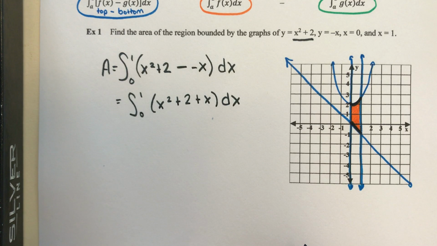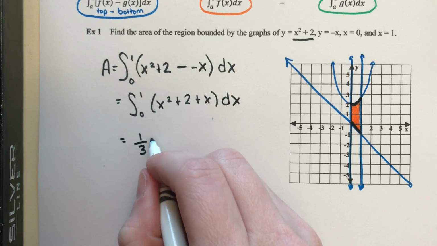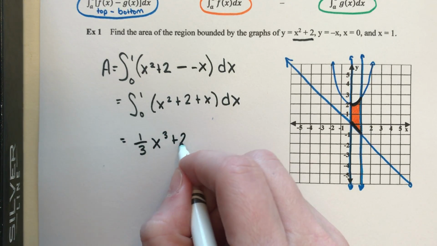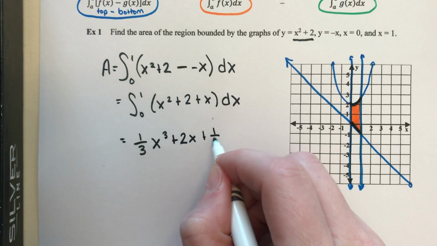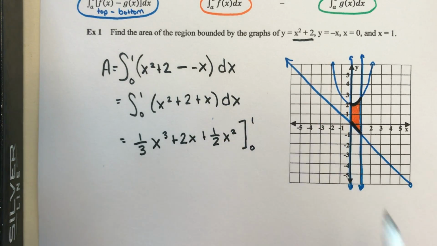And I'm going to now solve it just like we've been solving before. We're going to go from left to right, taking the integral. So I'm going to add and divide. So that's 1/3 x cubed plus 2x plus 1/2 x squared. And we're going to evaluate from 0 to 1.